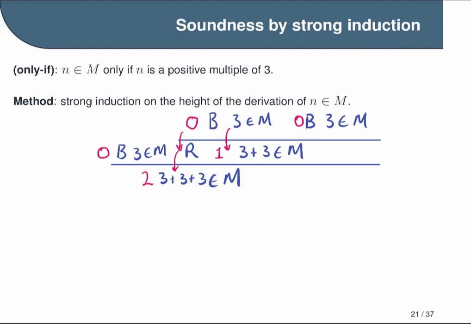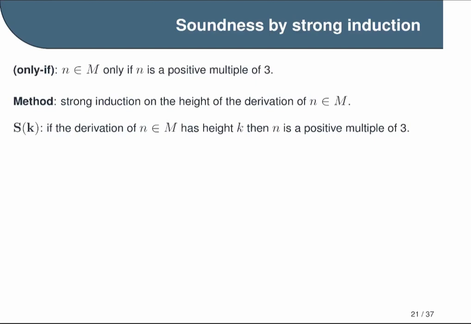So to proceed, what we're going to do is reformulate our only if claim as a parameterized statement S of k, right? And the way we'll phrase it is, if the derivation of an element n in M has height k, then n is a positive multiple of 3. Now notice that in our post system, every element has some height, so we're really just adding a statement to this that's almost redundant, right?